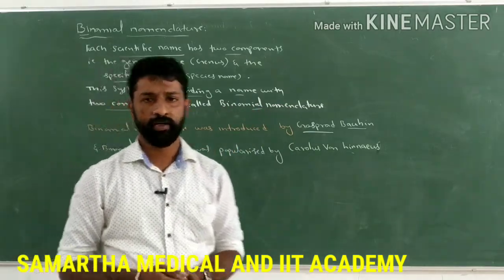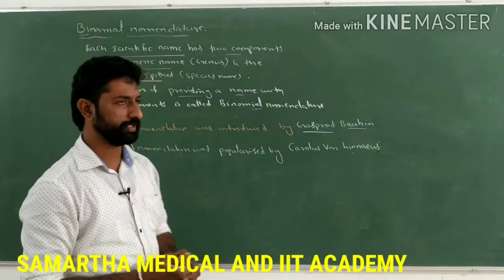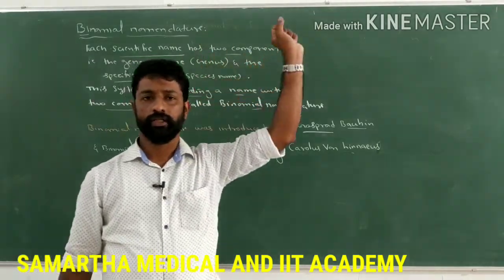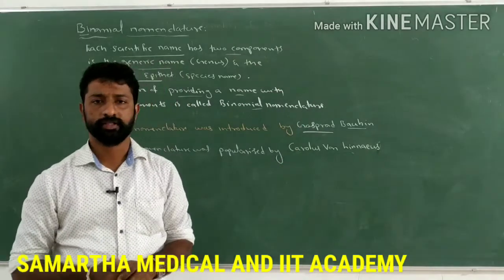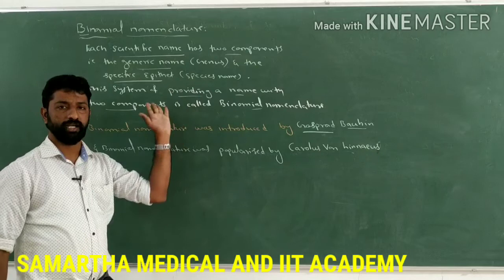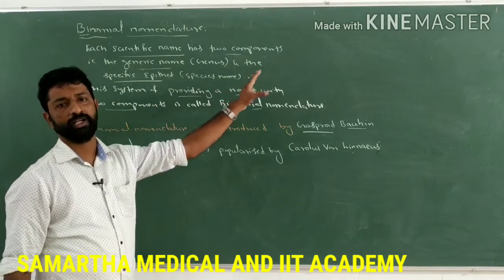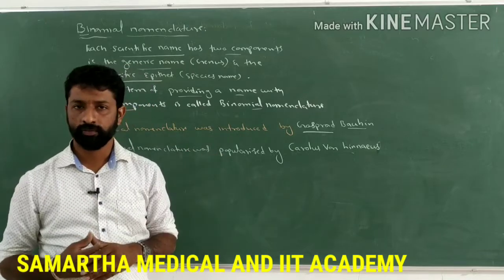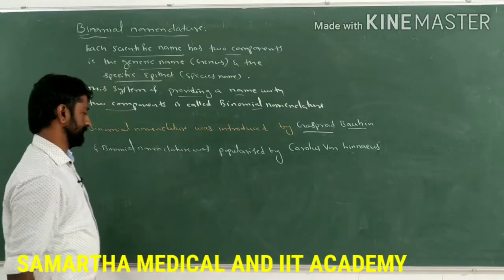So what do you mean by binomial nomenclature? Each scientific name has two components, the generic name and then the specific epithet. Such a system of providing a scientific name is called binomial nomenclature. Let us understand binomial nomenclature with an example.